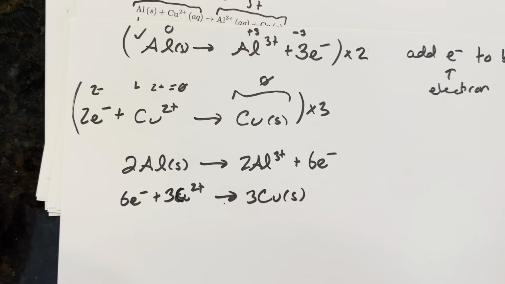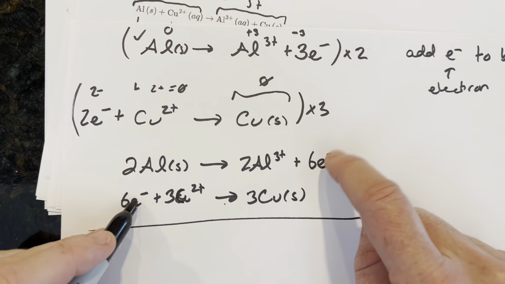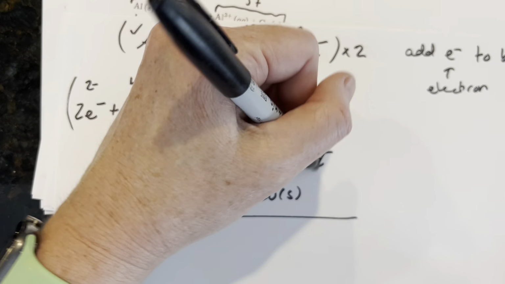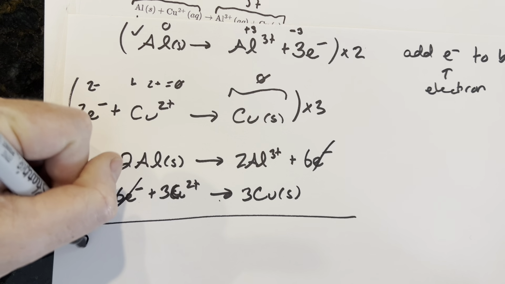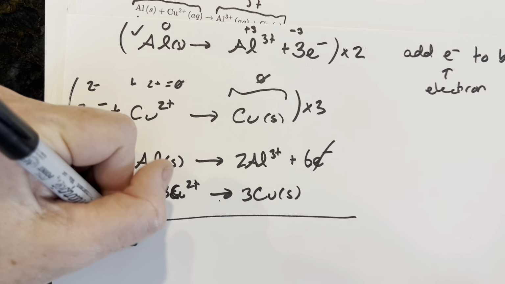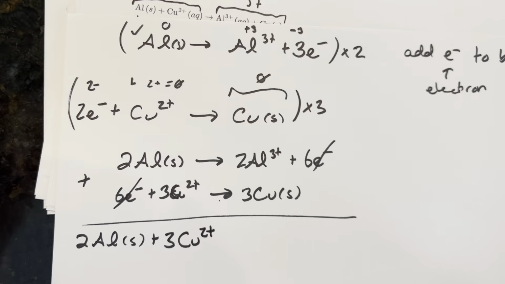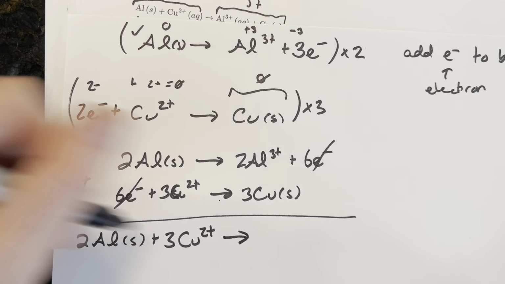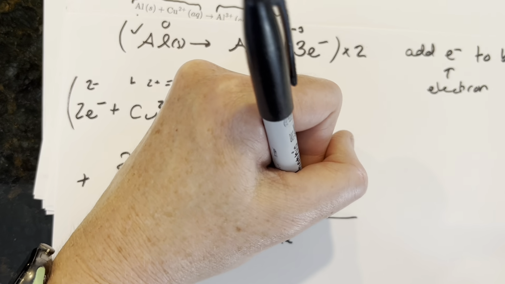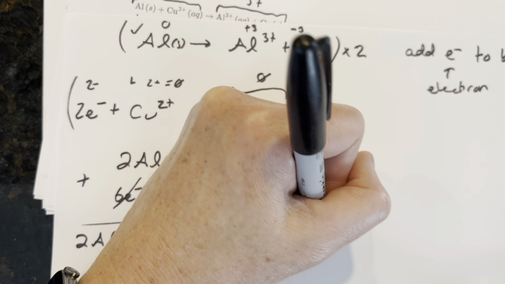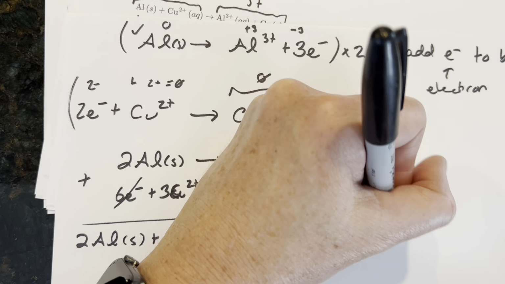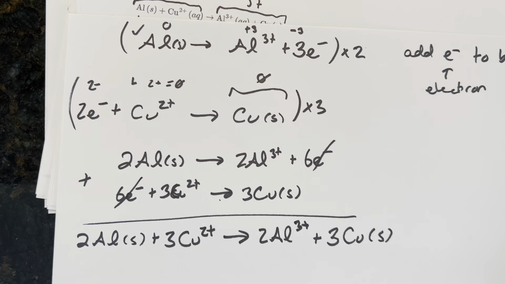All right, and now we're good to go ahead and add them up because we have the same number of electrons on both sides, this plus this. So we're just going to add these up. We get 2 aluminum plus 3 of these copper ions, yielding 2 Al3+ plus 3 Cu. Okay, so that would be our overall balanced reaction.